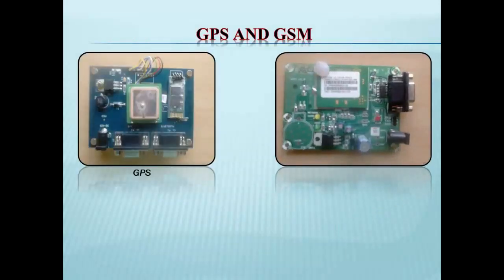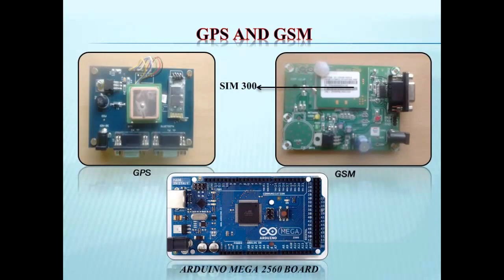GPS, that is Global Positioning System, is used to determine the precise location of the landmine whenever metal is detected. Using GSM SIM300, that is Global System for Mobile Communication modem, this information can be transmitted to a remote user. GSM is programmed using Arduino Mega 2560.